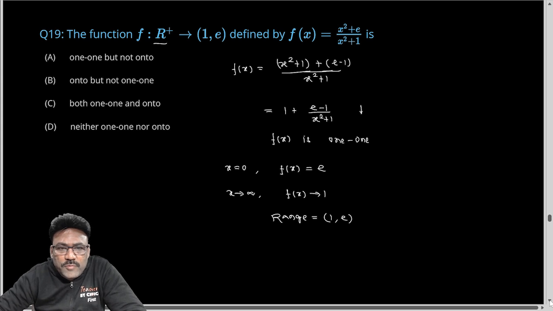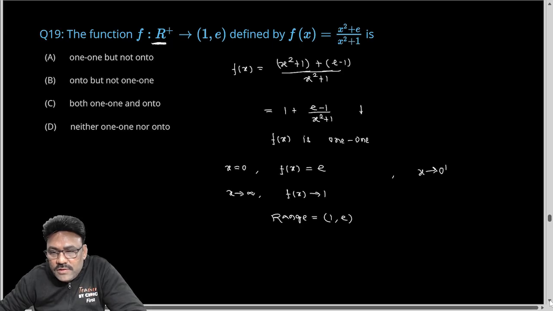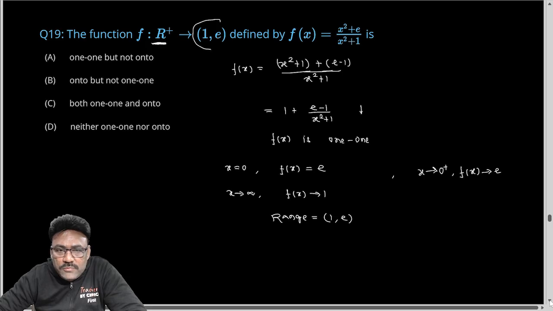You can see the domain is positive real numbers, so 0 is not in the domain. When x approaches 0 from the positive side, your function will be approaching e. It will never become e. So hence the range will be 1 to e, and you can see that the range is equal to the codomain. The codomain is also given as 1 to e.